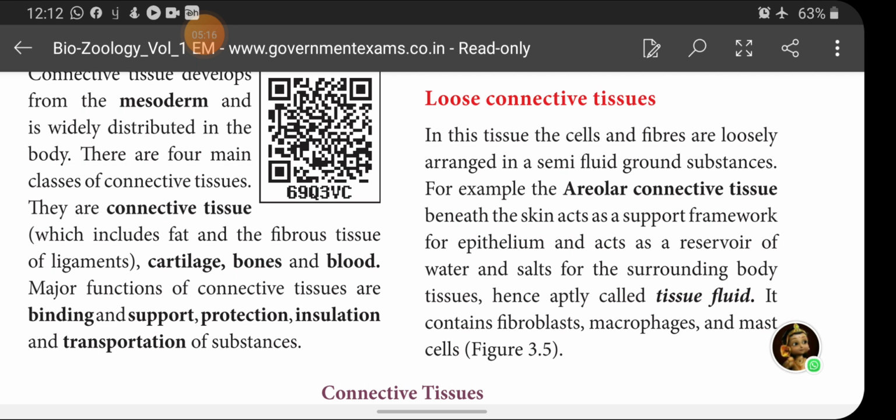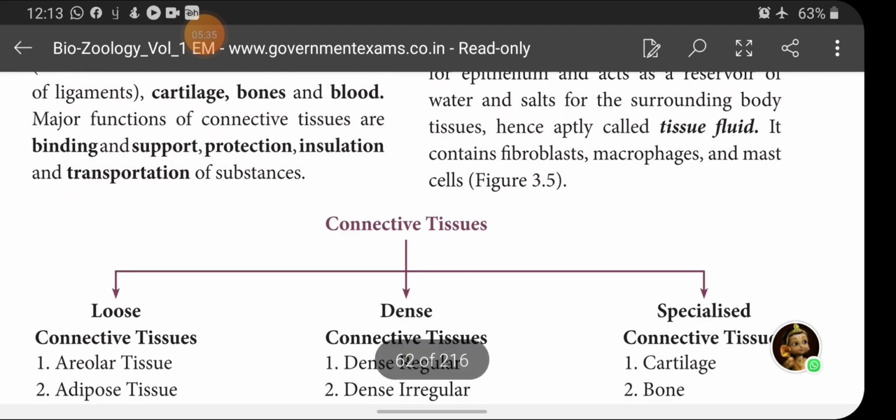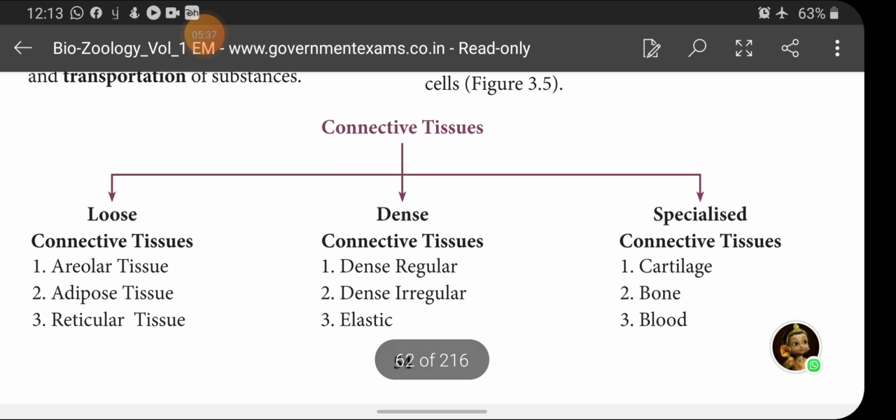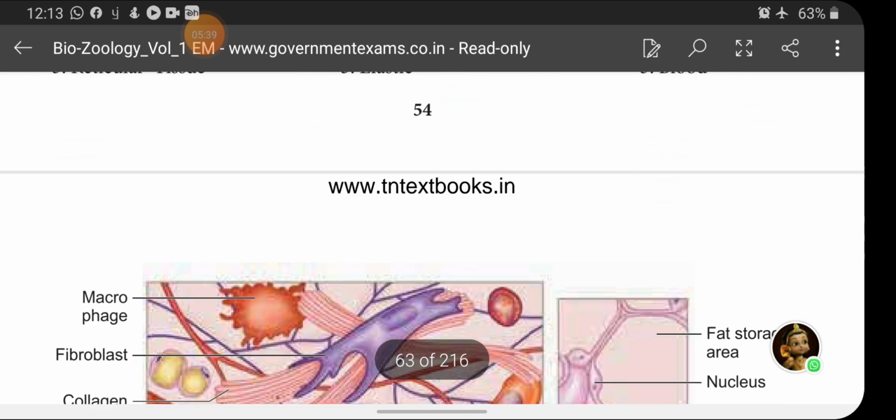So in loose connective tissue the ground substance is semi-fluid and the fibers are arranged loosely, and the cells present are fibroblasts, macrophages and mast cells. This is about loose connective tissue. Here you will have a flow chart for connective tissue. Please go through it by yourself, children.